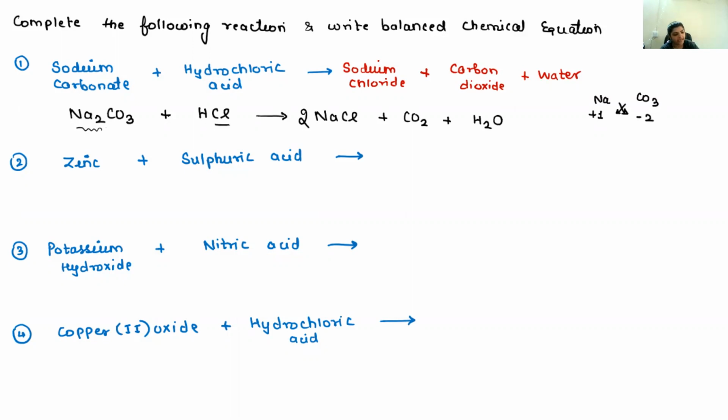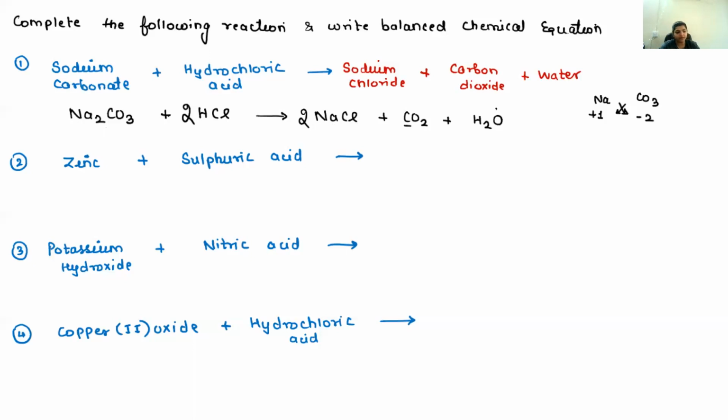So HCl, now there is 1 HCl on the left hand side and 2 HCl on the right hand side, so I'm going to put a 2. Then carbon, 1 carbon and 1 carbon, and 3 oxygens in total, and over here 2 plus 1 oxygen. So it got balanced: Na2CO3 plus 2 HCl gives 2 NaCl plus CO2 plus H2O. So this is your balanced chemical equation.